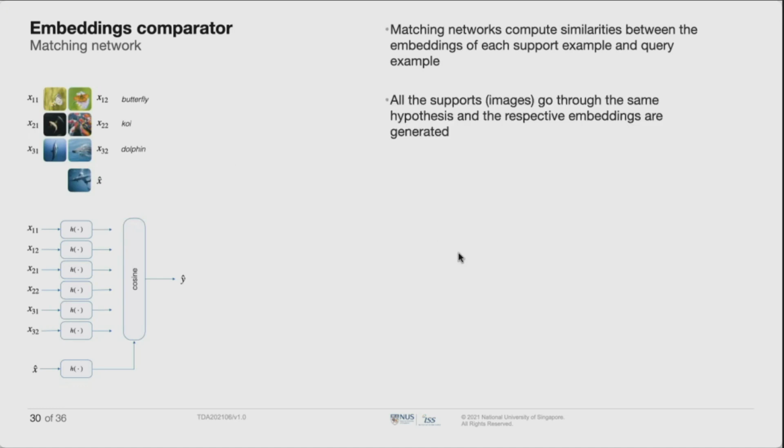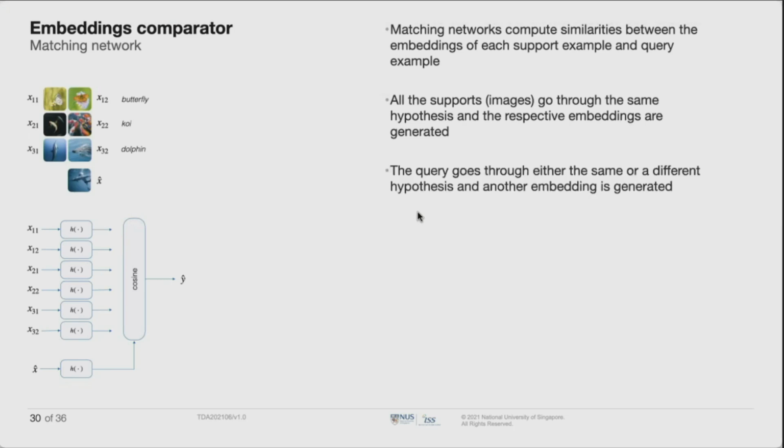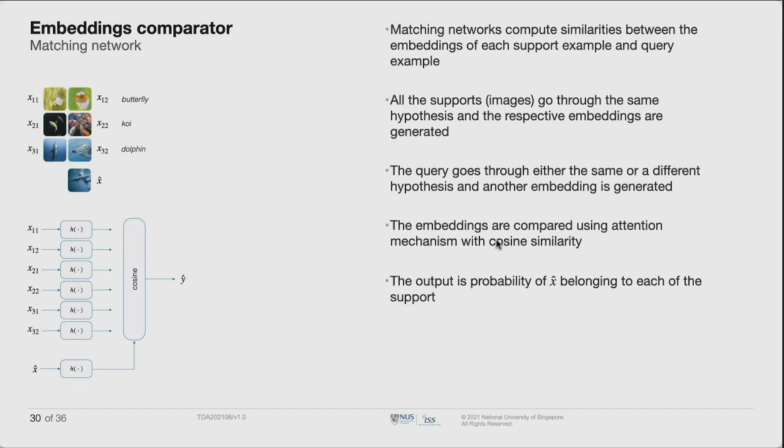In embedding comparators, the support set is always fed in together with the query image, and all the support images go through the same hypothesis and generate the respective embeddings. The query image either goes through the same hypothesis or it can go through a different hypothesis, depending on the person who trained the model. In any case, another embedding is generated for the query image. Then these embeddings, in this example, 6 from support and 1 from query, are compared using attention mechanism with cosine similarity. The final output is some probability values.